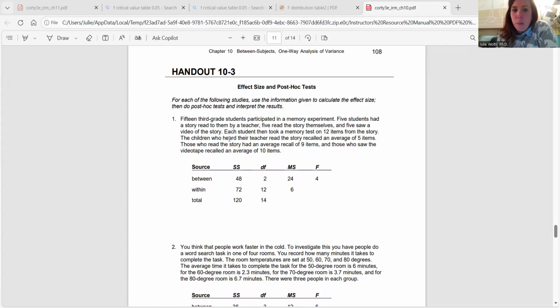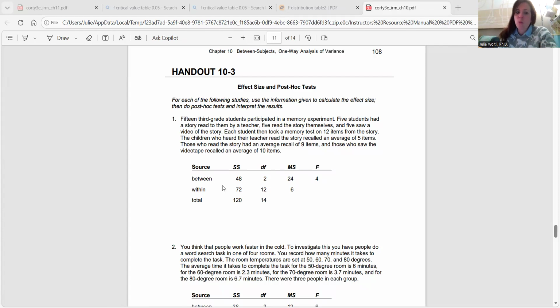So this is our problem here, our third grade students. Hopefully you guys all got that our between group, K minus 1, is 2, right? Because we had 3 treatment groups or 3 different groups. Our within group, we do total N minus K, so 15 minus our groups, which is 3 different groups, so that gives us 12, okay?